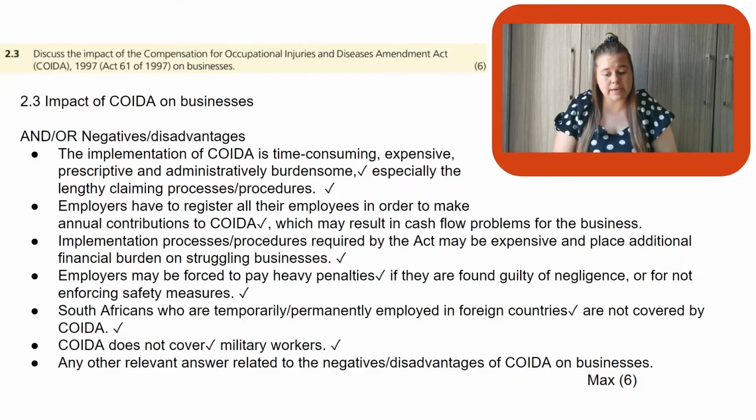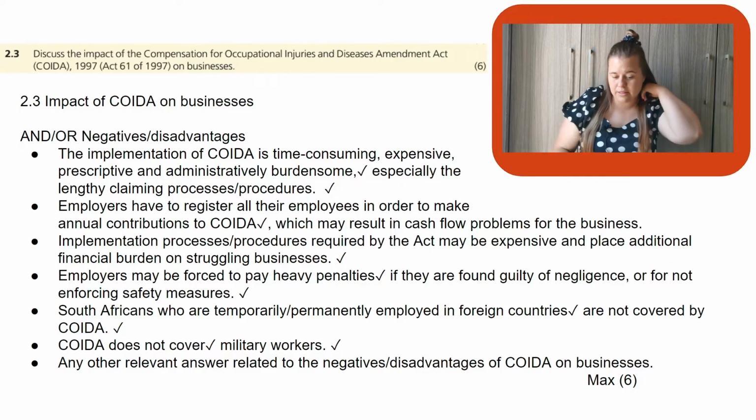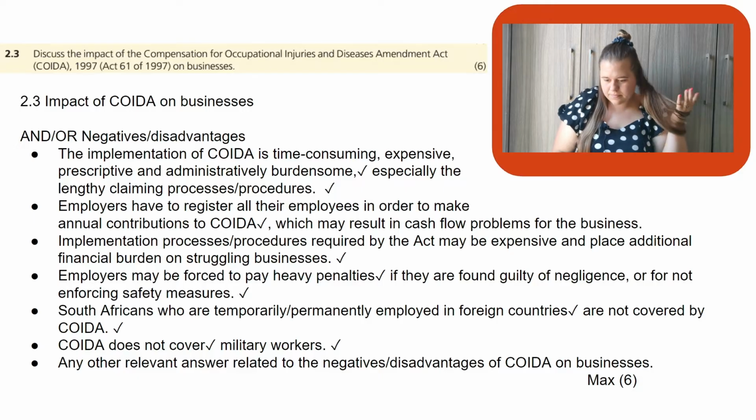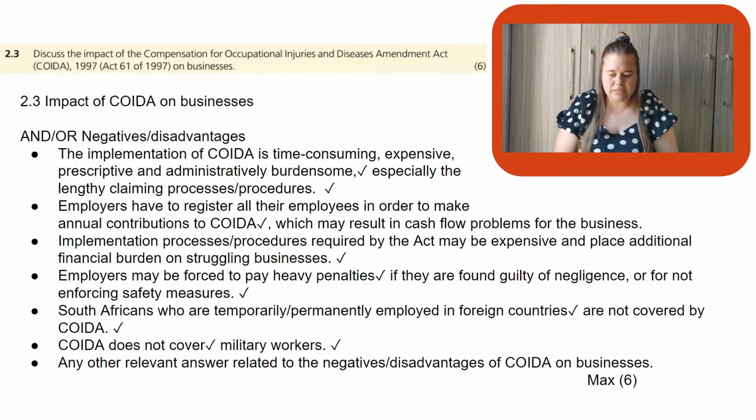All right, continuing. Negative impact. The implementation of COIDA is time-consuming, expensive, prescriptive, and administratively burdensome, especially for the lengthy claiming process and procedures. Employers have to register all their employees in order to make an annual contribution to COIDA, which may result in a cash flow problem in the business. Implementation processes or procedures required by the Act may be expensive and place additional financial burden on struggling businesses.